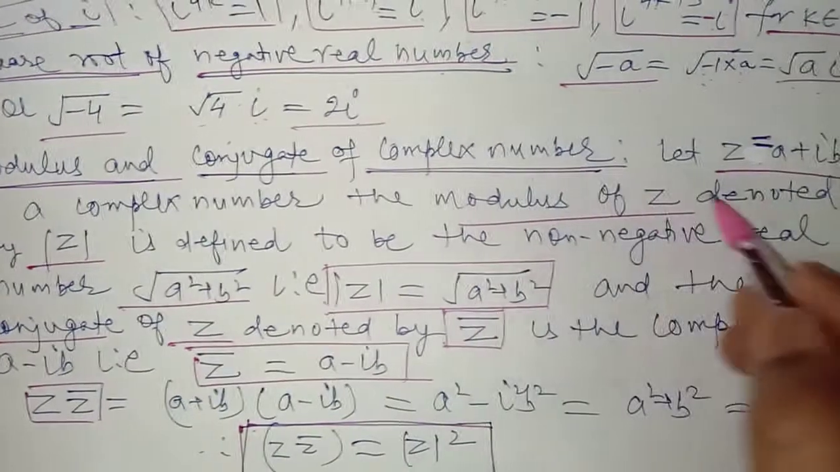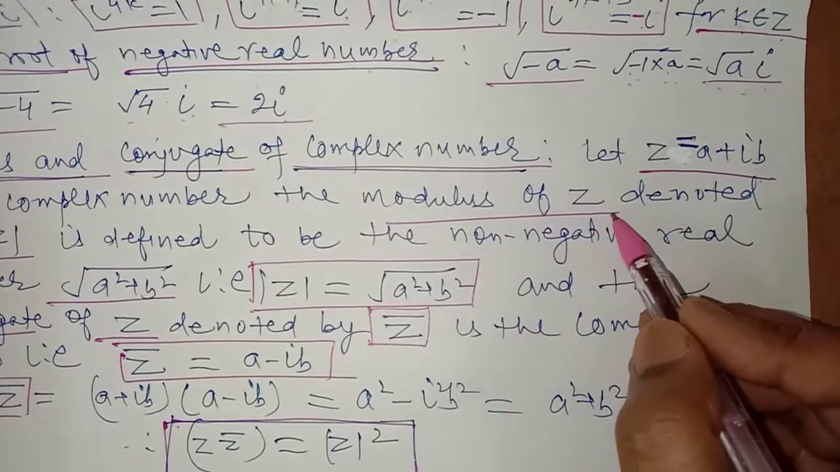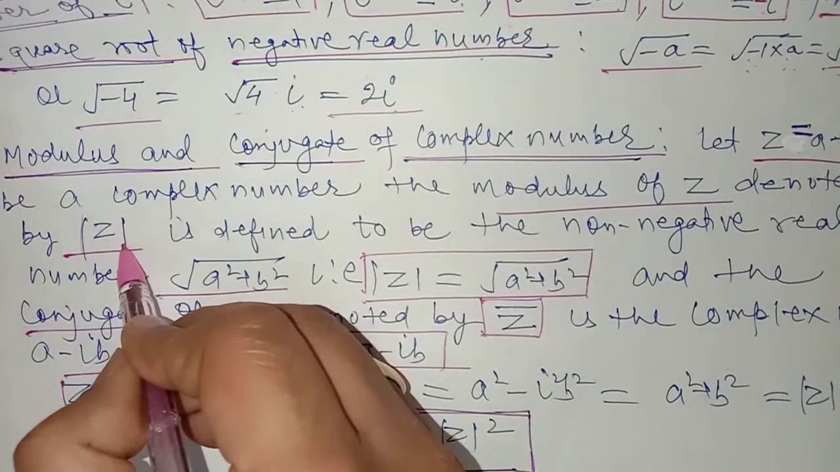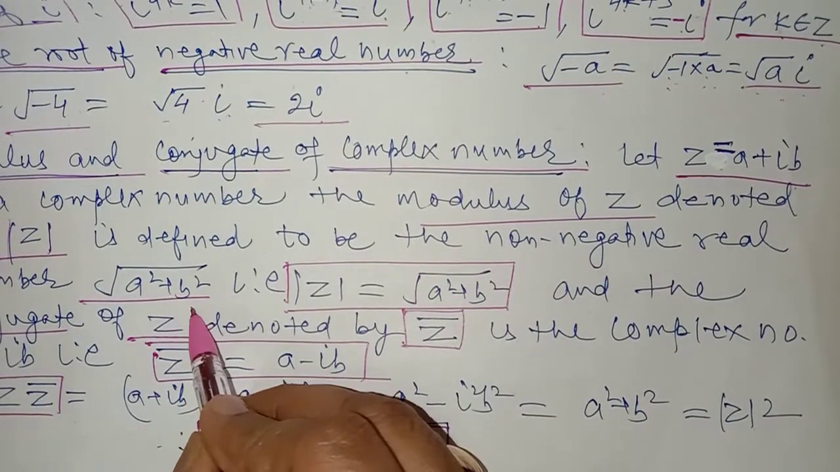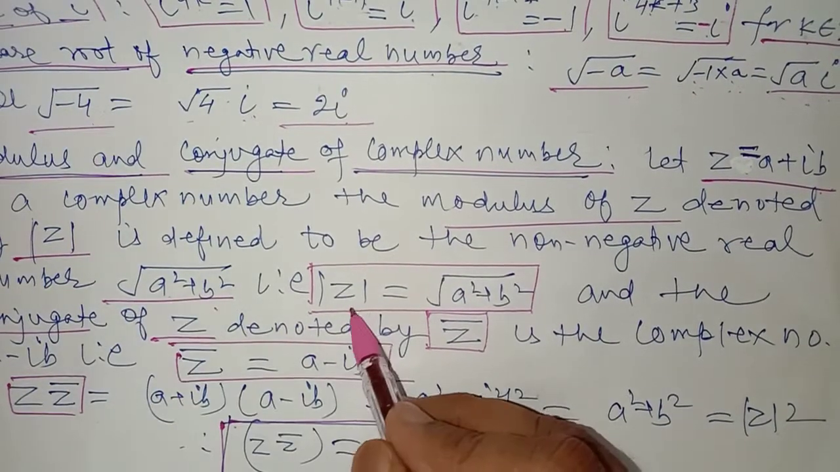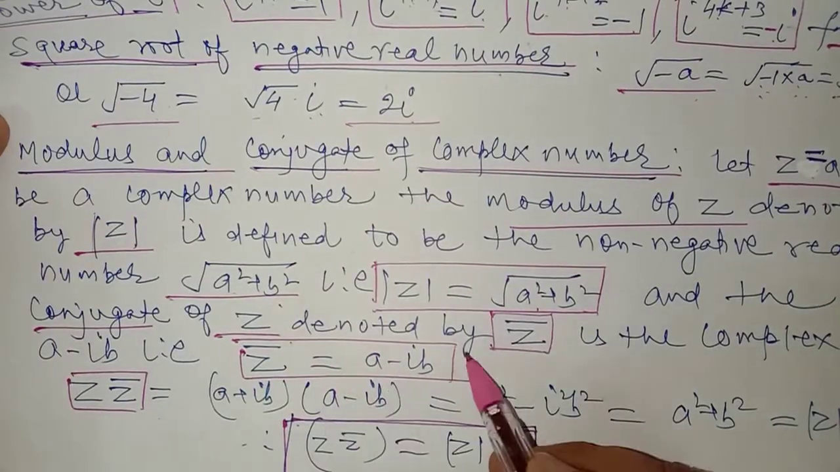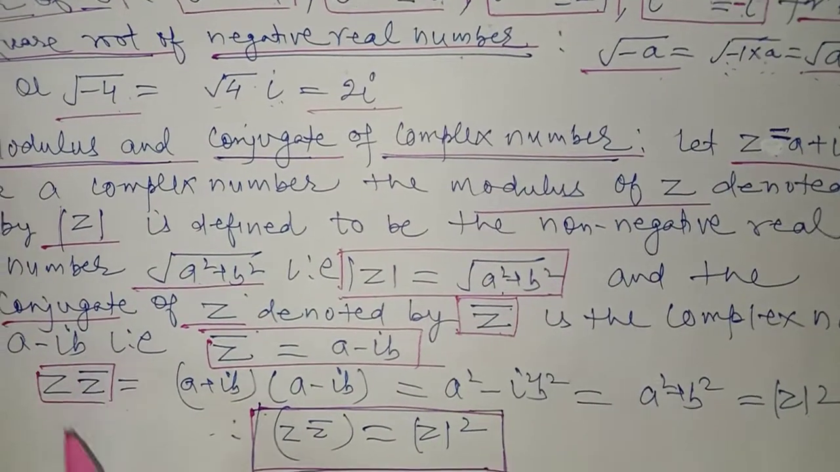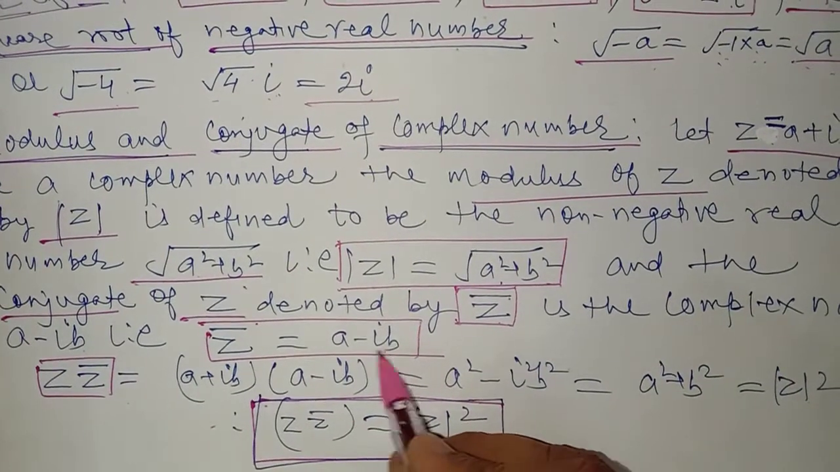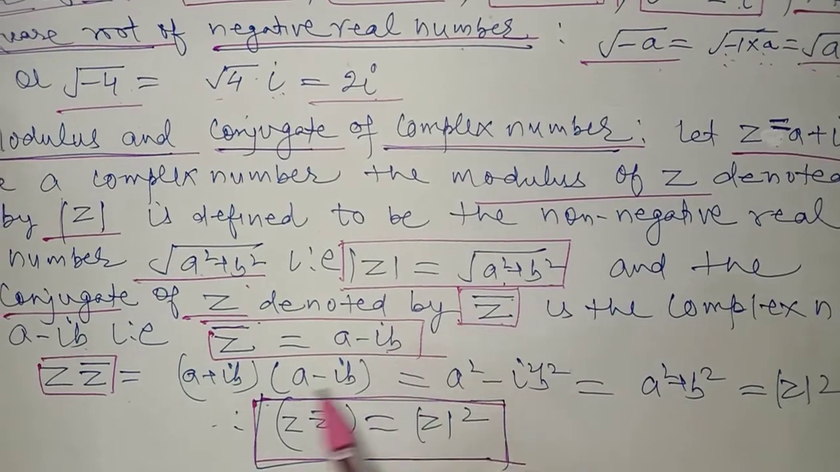Modulus and conjugate of a complex number. Let z = a + ib be any complex number. Then the modulus of z is denoted by this sign, and is defined to be the non-negative real number root of a squared plus b squared. So modulus of z is equal to under root a squared plus b squared. And the conjugate of z, denoted by z bar, is the complex number a minus ib. It means you have to change the sign of the imaginary part.